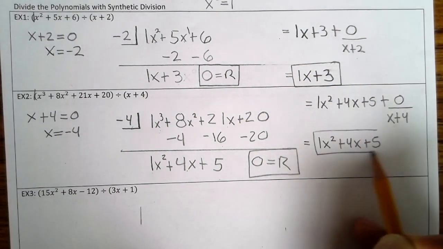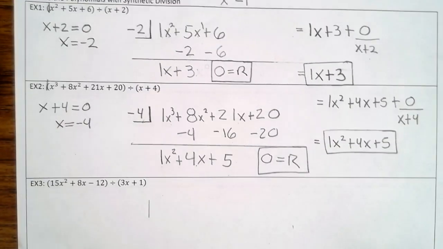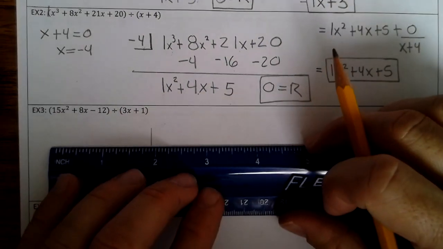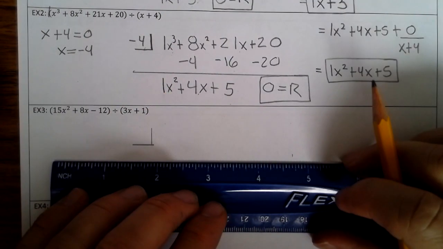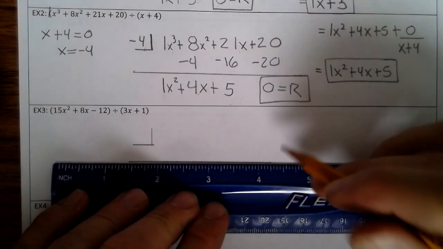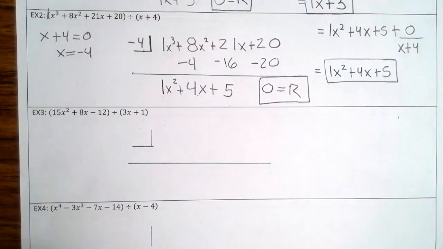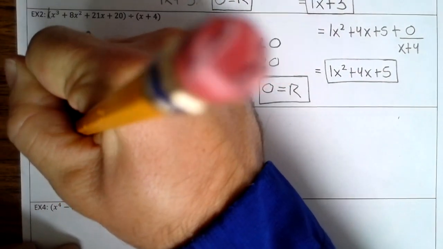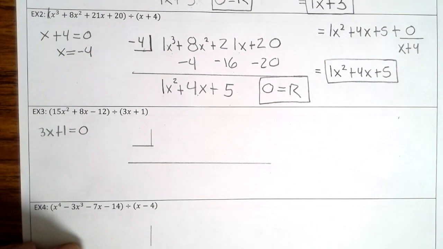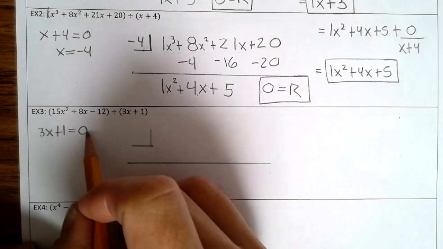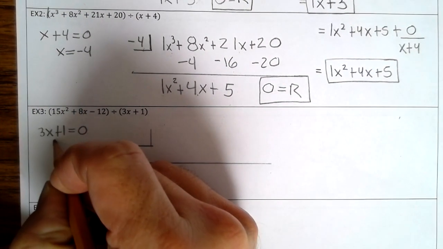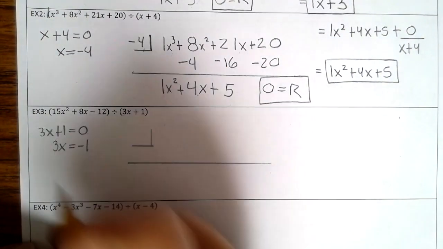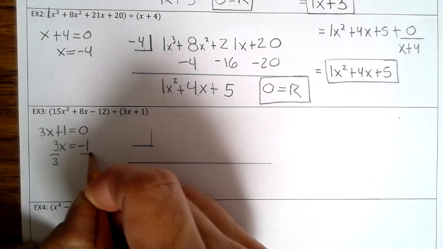All right, so let's take a look at example 3. So you start off, draw your synthetic division. Then we set 3x plus 1 equal to 0. We subtract 1 from both sides. So then that's 3x equals negative 1. And then we divide by 3. So then this is negative 1/3.